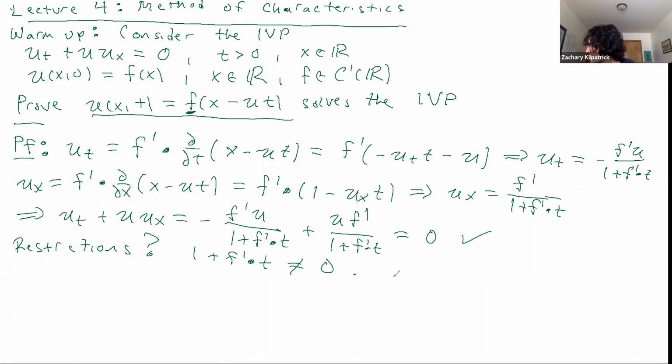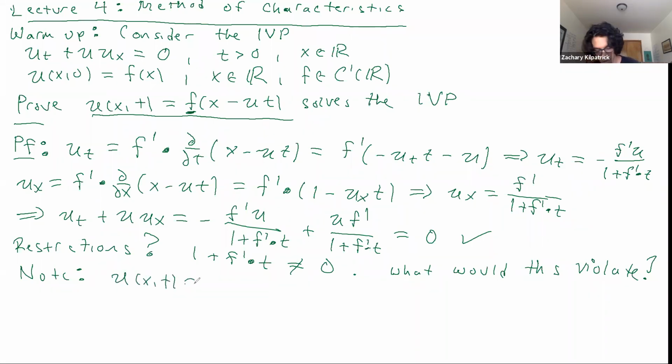And the question is, okay, what would this violate? We want something more than just dealing with this on a case-by-case basis, okay? So the biggest thing to note is that what did we start with? Well, we started with an implicit solution, right? So we had that u of x,t was equal to f of x minus ut, okay? This is an implicit solution, okay?